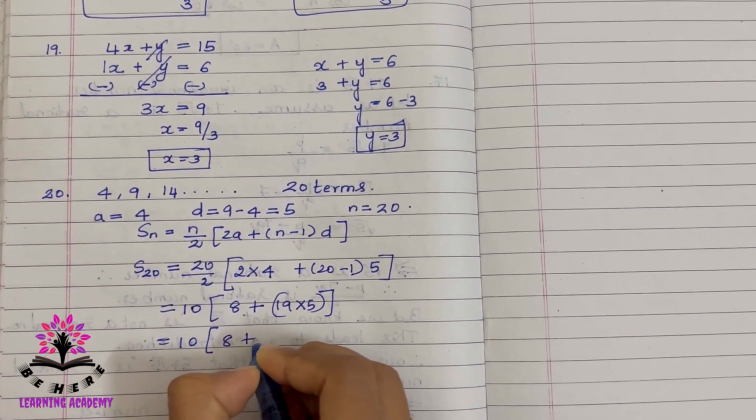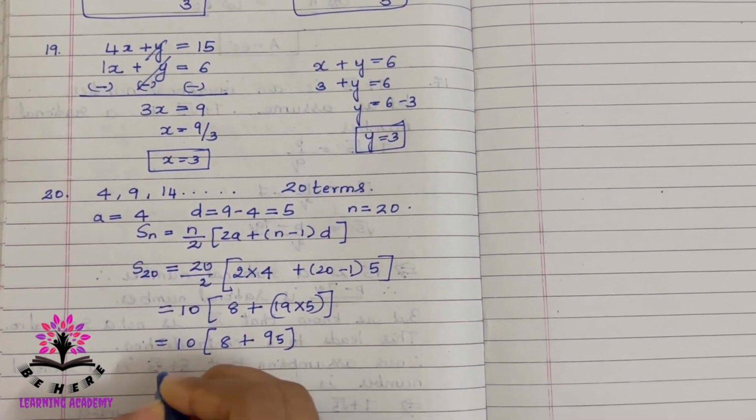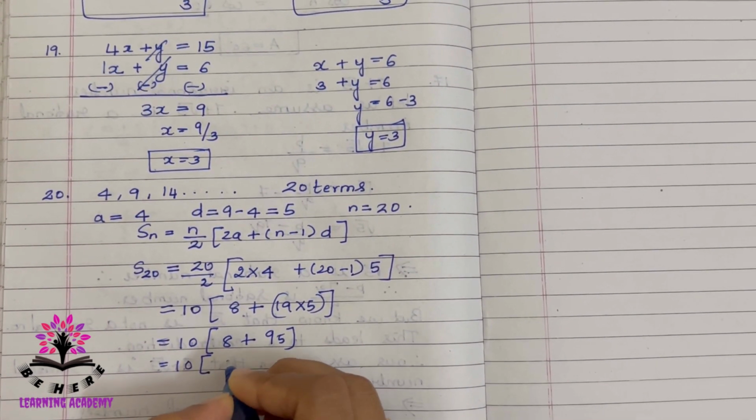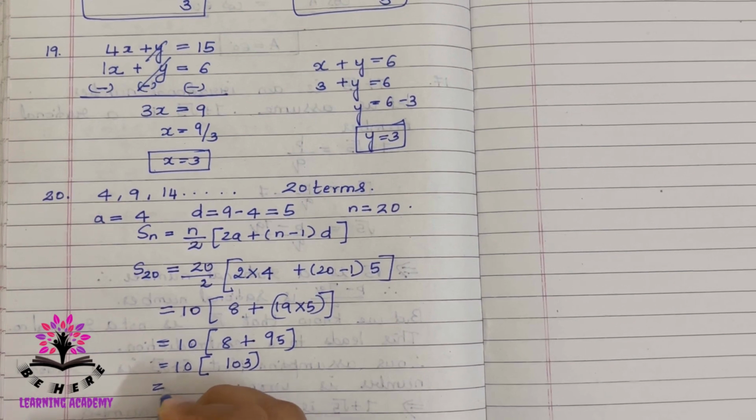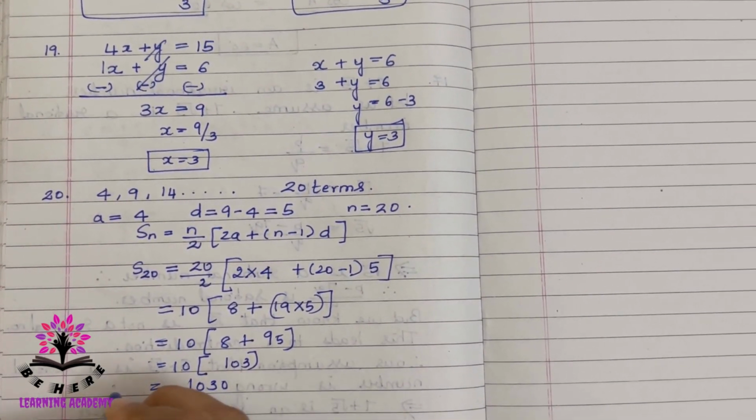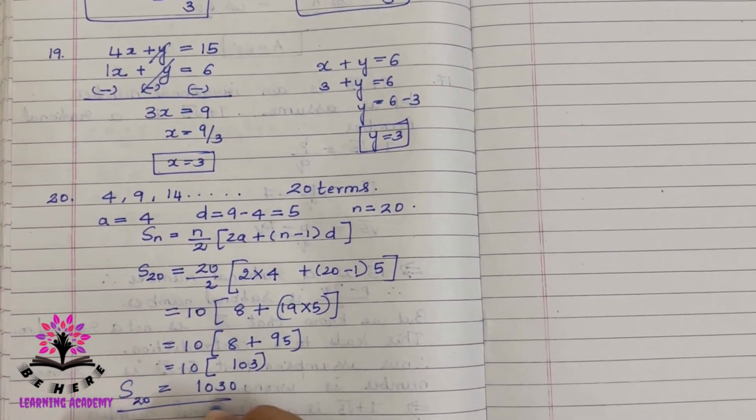10. 8 plus 19. 5 is 95. So 10 multiplied by 103, that is 1030. So the sum of 20 terms is 1030.